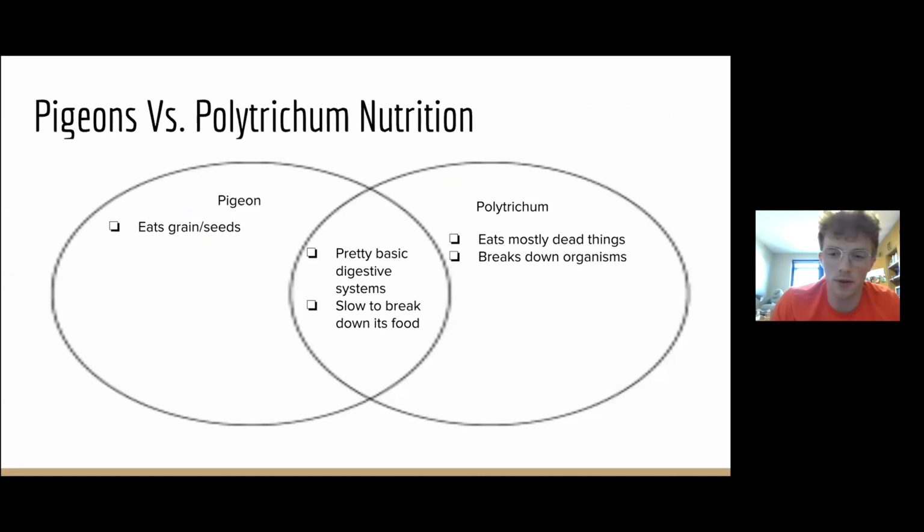The similarities for these are interesting. They both have basic digestive systems and slowly break down their food into waste. And then the differences consist of the pigeon eating grain and seeds, whereas the polytrichum eats mostly dead things or breaks down its organism.